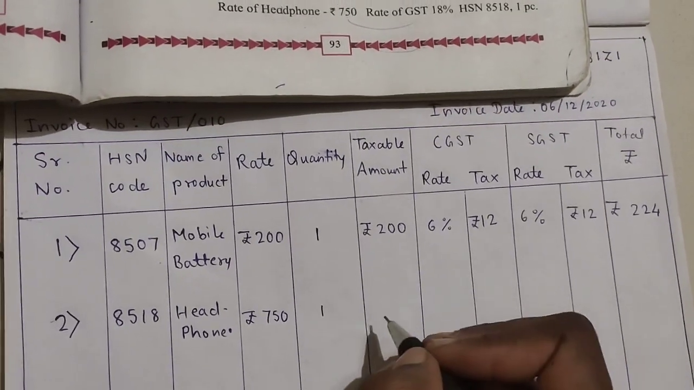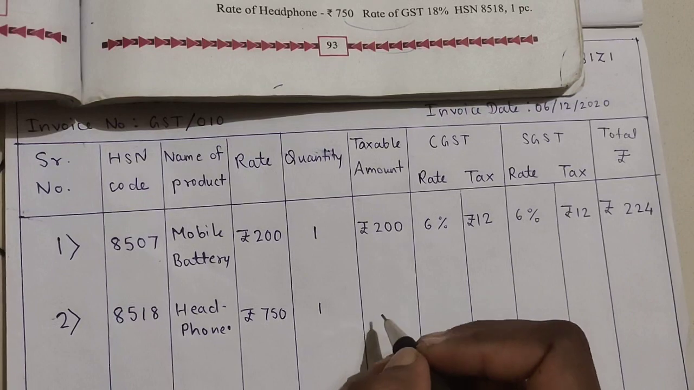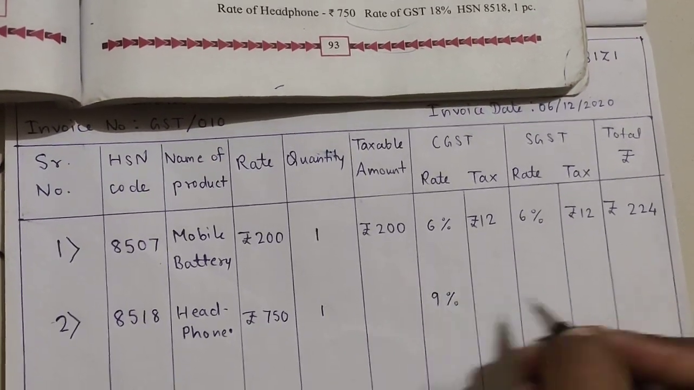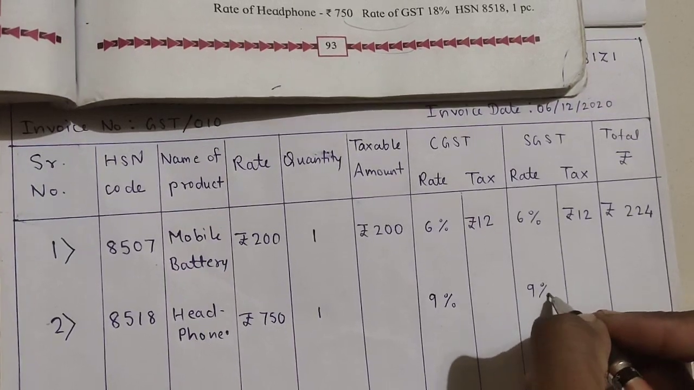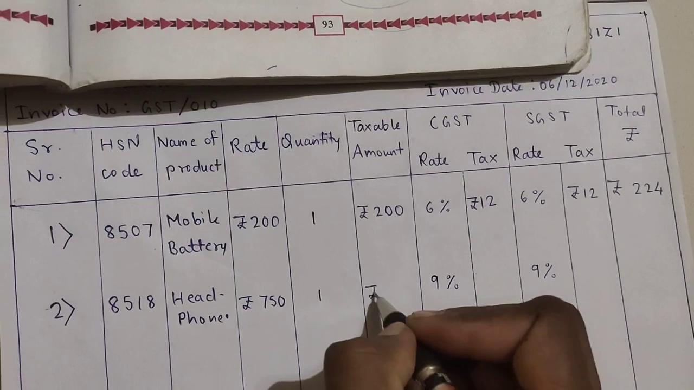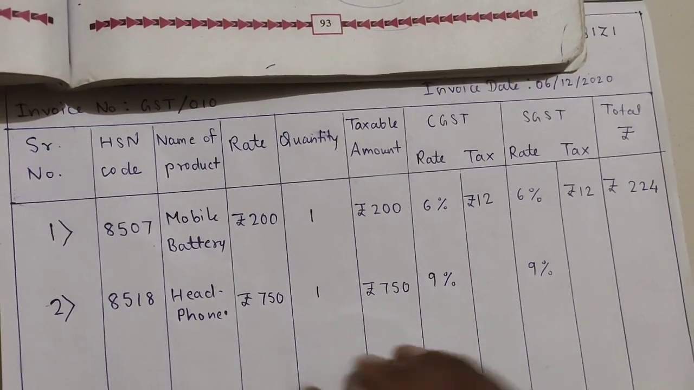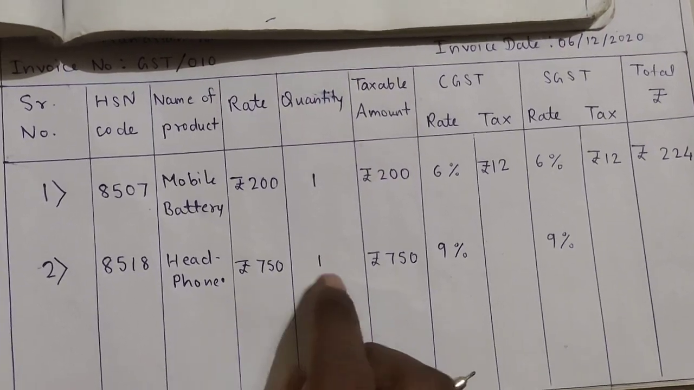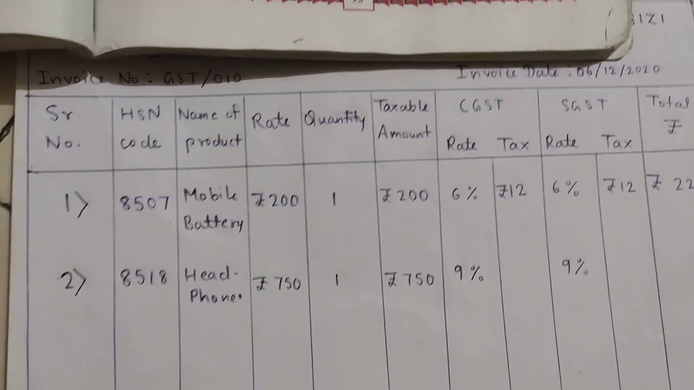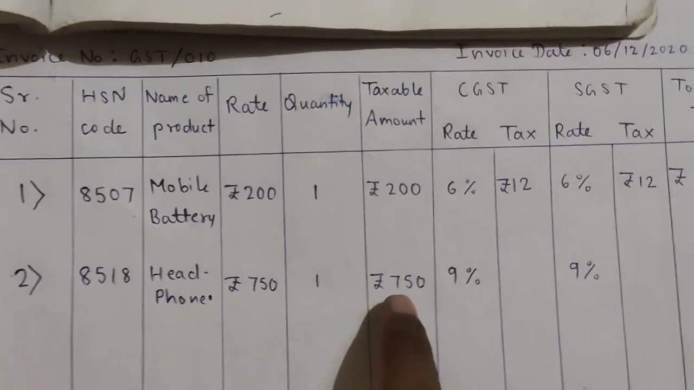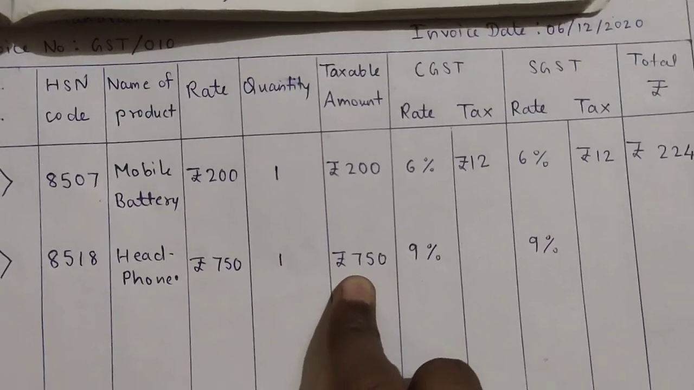And total how many products they have taken? 1. Now here rate of GST is 18%, so this will be 9% and 9%. And here taxable amount will be 750, 1 into 750, so you will write here 750. And if suppose 2 quantity will be there, then you will write 750 into 2, that is 1500. But since only 1 piece is there, so 750 ones are 750, so taxable amount is 750.